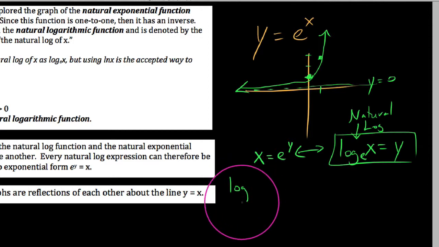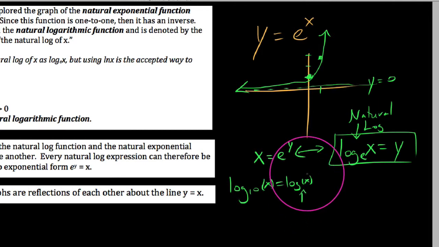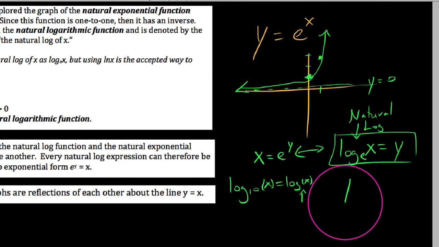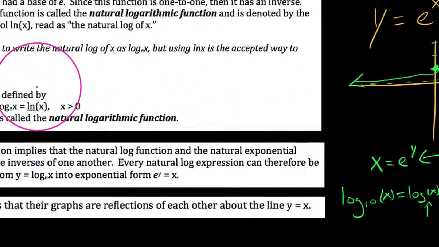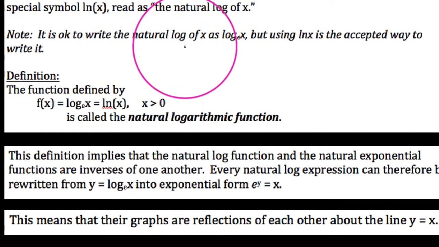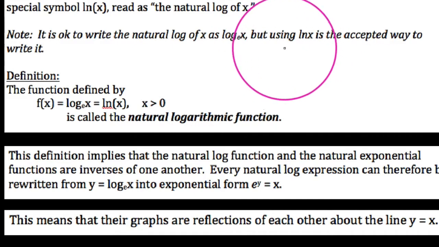Previously we said the common log is log base 10 of x, and we just write it as log of x, understanding there's a 10 there even though I didn't write it. What I'm going to tell you is that ln of x means the same thing as log base e of x. Don't ask me why we do it, but I like the abbreviation. It saves me the trouble. It's okay to write the natural log of x as log base e of x, but people in the math community will look at you a little funny, so ln of x is the accepted way to write it.